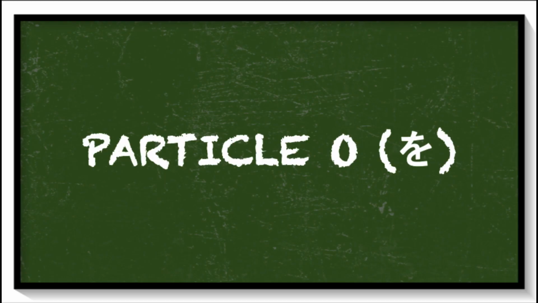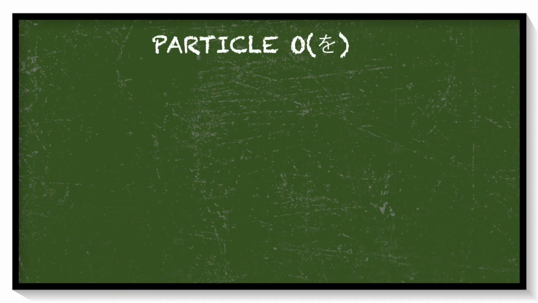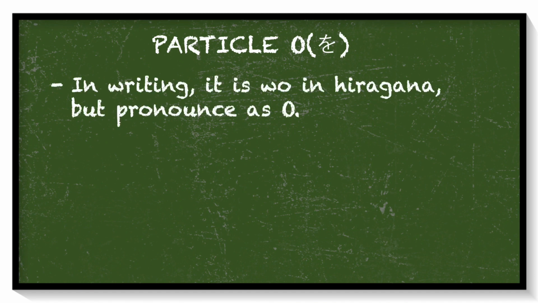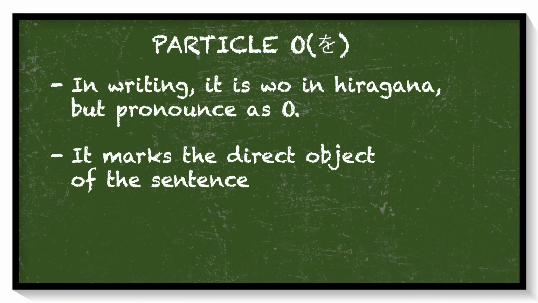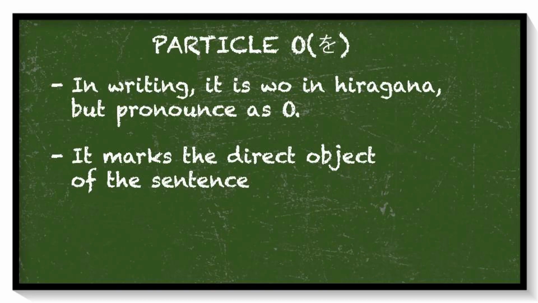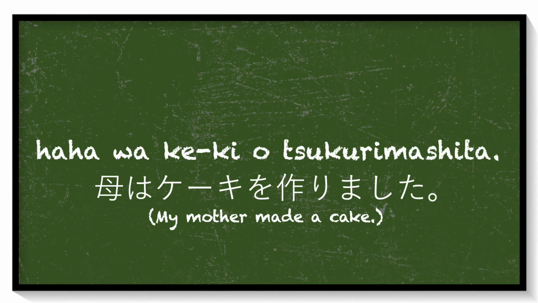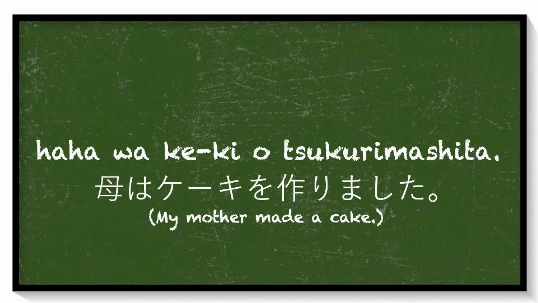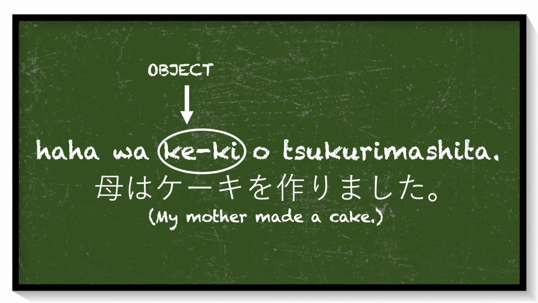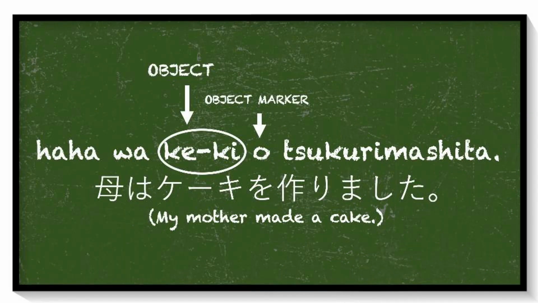Next is particle o. Particle o. In writing, it is wo in hiragana, but pronounced as o. It marks the direct object of the sentence. The item it follows serves as the direct object of a sentence. For example, 母はケーキを作りました。 This means that our object is ケーキ or cake in English because of the object marker o.